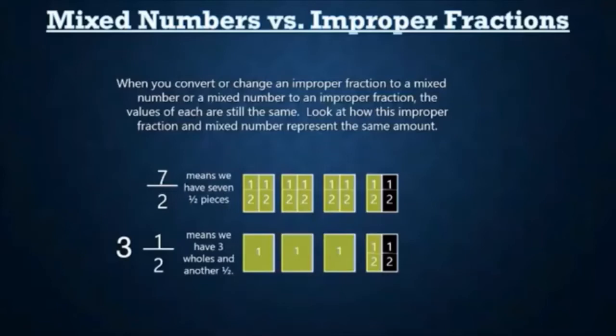What does 3 1 by 2 mean? 3 1 by 2 means we have 3 wholes and another 1 by 2. So 1, 2 and 3. We will get 3 wholes, and now we'll count this 1 by 2. So this is our proper fraction. This one is also not counted. So what did we learn from this? We learned that we can convert mixed numbers or mixed fractions to improper fractions, and also vice versa. They both are different fractions but still represent the same amount.